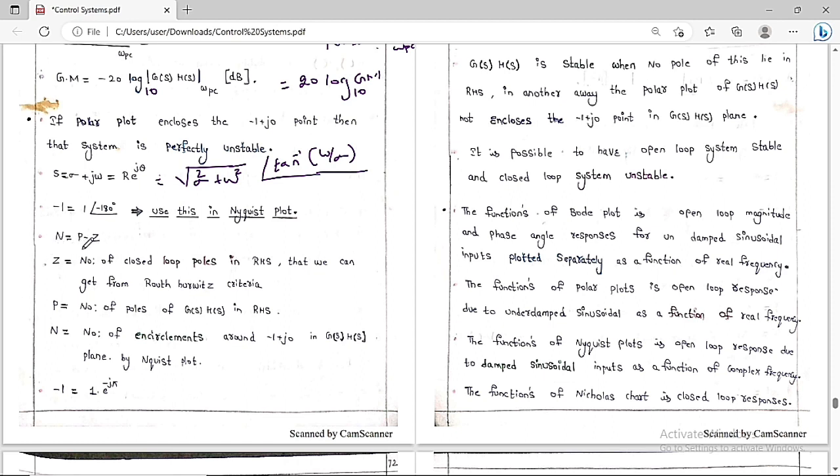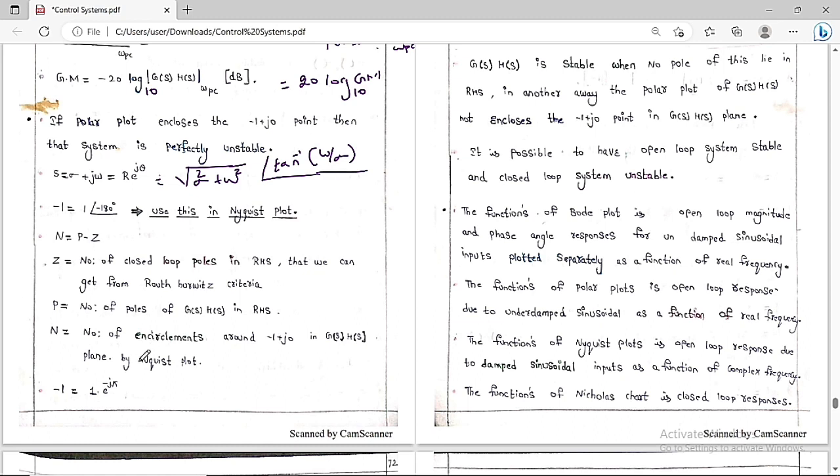So finally I can say N is equal to P minus Z, where Z indicates the number of closed loop poles of the characteristic equation in the RHS of the s-plane that we get from the Routh-Hurwitz criterion. P indicates the number of poles of G(s)H(s) present in the RHS of the s-plane, and N indicates the number of encirclements around the minus 1 plus j0 point in the open loop transfer function by the Nyquist plot.